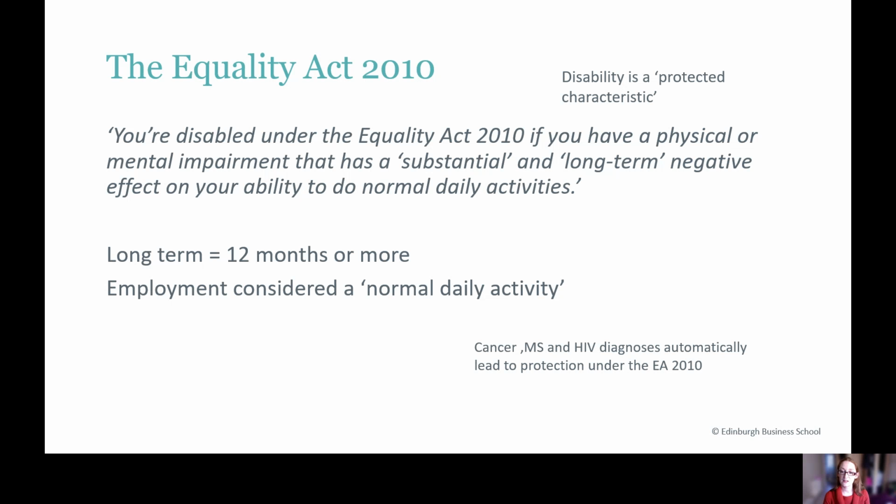So let's turn our attention back to this definition of disability. So we can see here some key terms. So we have substantial and long-term and normal daily activities. So we can see here that employment is a normal daily activity and that long-term refers to 12 months or more. So if I were to break my leg, that would have a substantial impact on my ability to do normal daily activities, but it would not be disability because I would heal within 12 months. If, however, I had brittle bone disease, and so I was frequently fracturing limbs, that would be something that lasts for more than 12 months and therefore would be covered by the Equality Act.